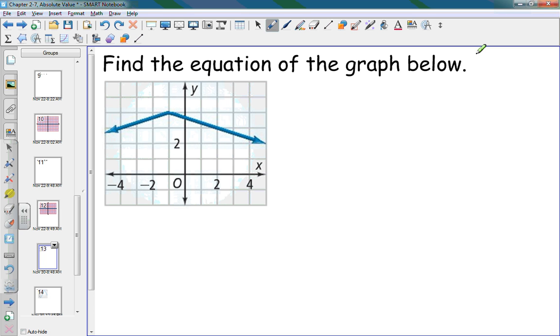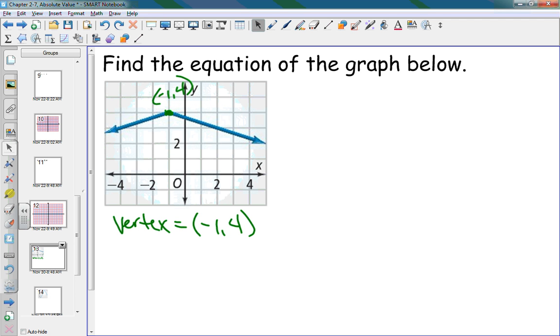Now, the last 2 examples that I have for you, we're working backwards. Previously, I gave you the equation, and then you had to graph it, correct? Now what I'm doing is I'm giving you the graph, and I want you to find the equation. Okay? So we're going to take all the steps that we did previously, and we're going to go backwards. So what was the first thing we did whenever we graphed? We found the vertex, correct? So what's my vertex here? My vertex here is going to be -1, 4. So we write down your vertex.